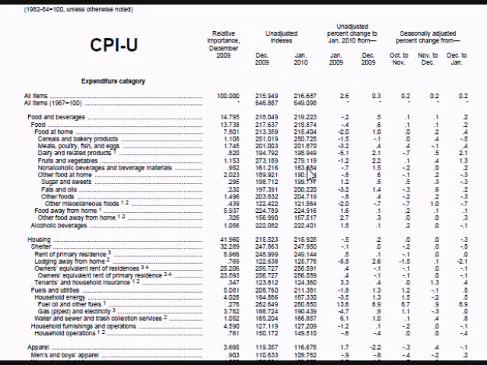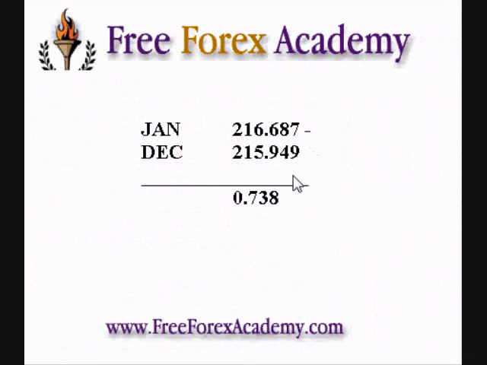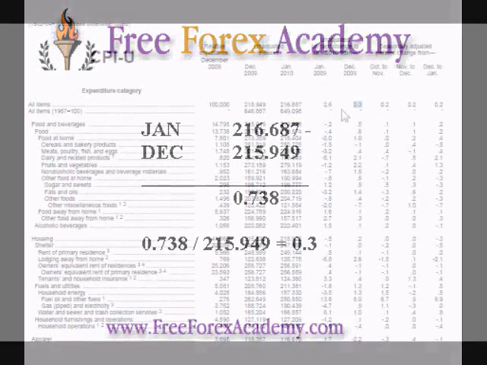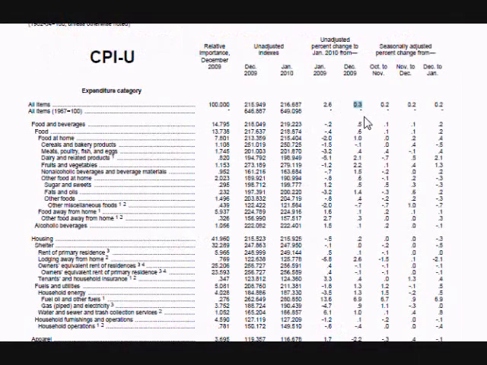So again, they add up the prices in the basket of goods, compare it to the prices from 1982 to 1984, generate an index percent of change in prices, and then compare that index number to the previous month's index number. They take the difference between those two numbers, which is 0.738, and then divide it by the previous month's index number. So it's 0.738 divided by 215.949 for a change of 0.3 unadjusted. And looking at the example back on the report, here's the number right here, 0.3 unadjusted.